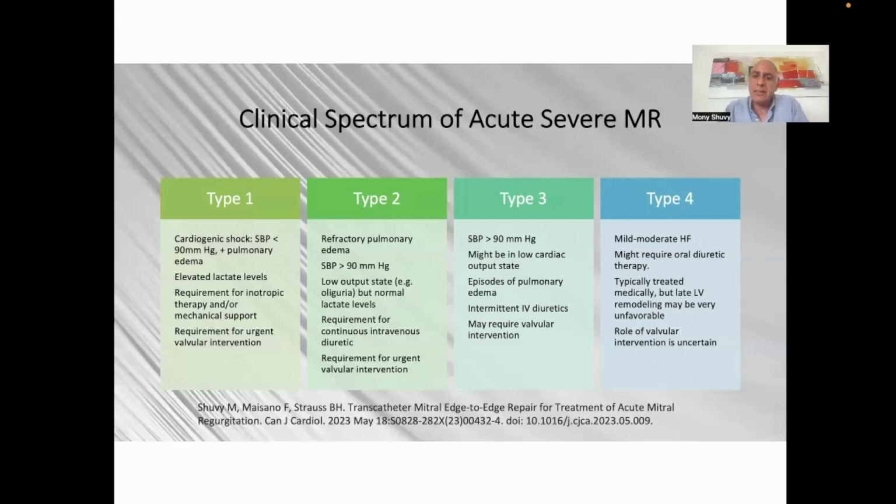Less severe is type 3. Those patients maintain their blood pressure. They might have some low cardiac output state. They have episodes of flash pulmonary edema. This is one of the signs of acute severe MR, episodes of flash pulmonary edema. They need IV diuretics, and we don't know exactly the role of valvular intervention.